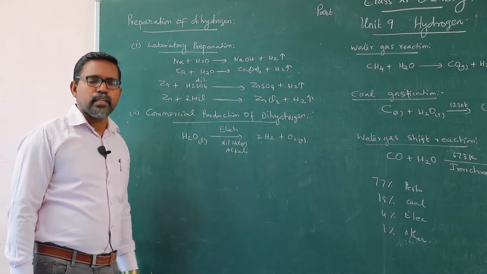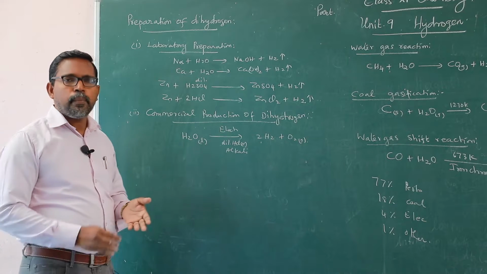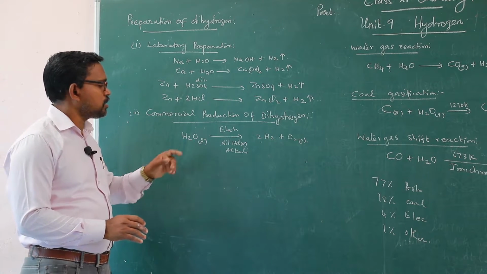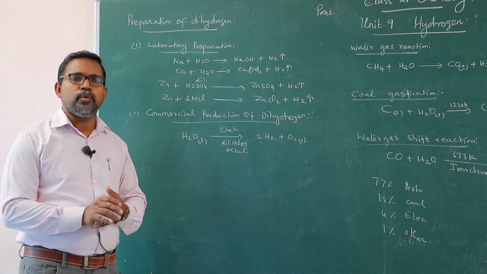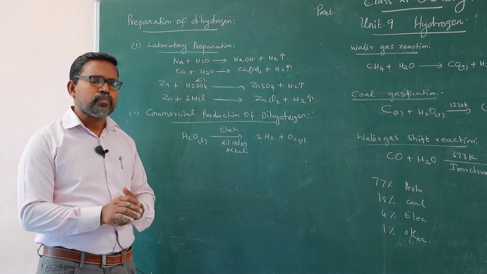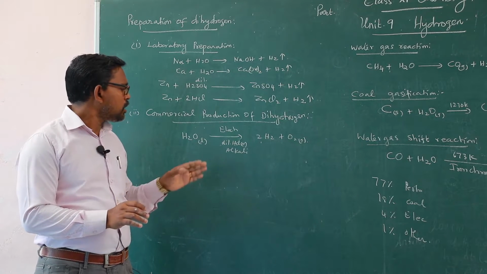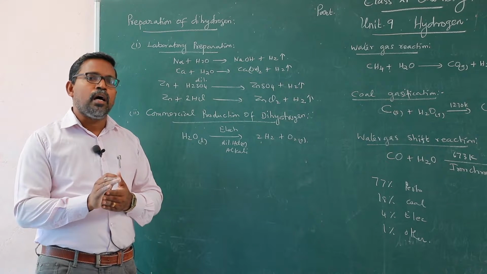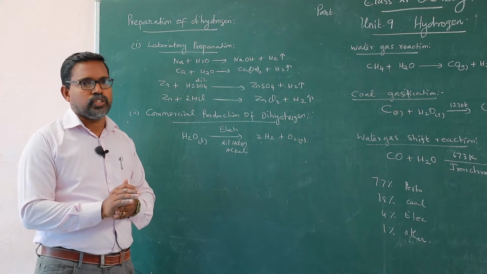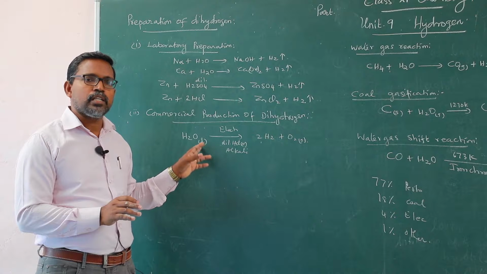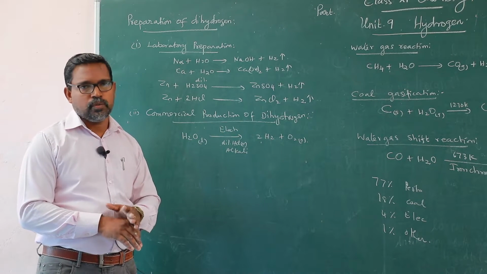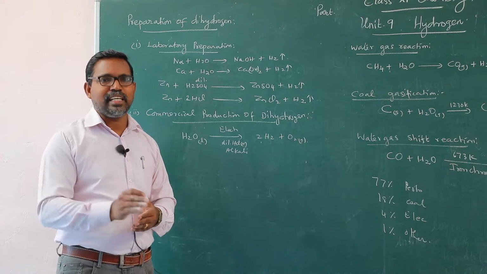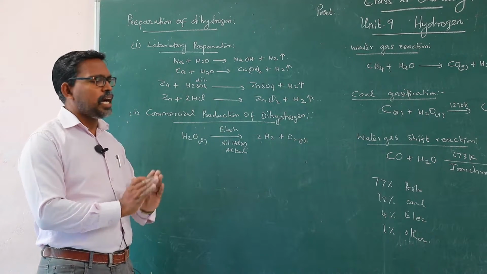The commercial method of preparing dihydrogen is the electrolysis process. Water is a neutral compound, so we can't directly use it for electrolysis, because it does not give ions in solution. So we add a certain amount of dilute acid or alkali, and then it gives ions.